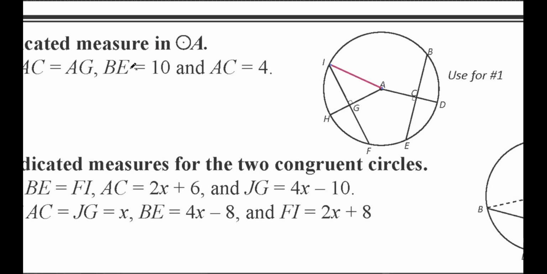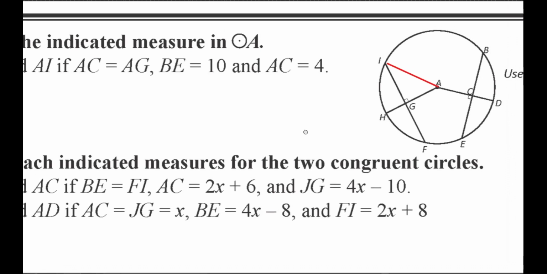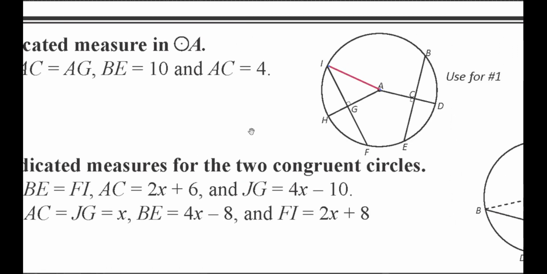So it says find AI, and AI is not drawn, so what do you do? You draw AI, right? And then AC and AG are equal to each other. So they do tell you that. We wouldn't know that without them telling us. So that one and that one are equal to each other. BE is 10. I said I wasn't going to do all these. So if BE, the whole thing, is 10, then what's this? That's 5, and that's 5.